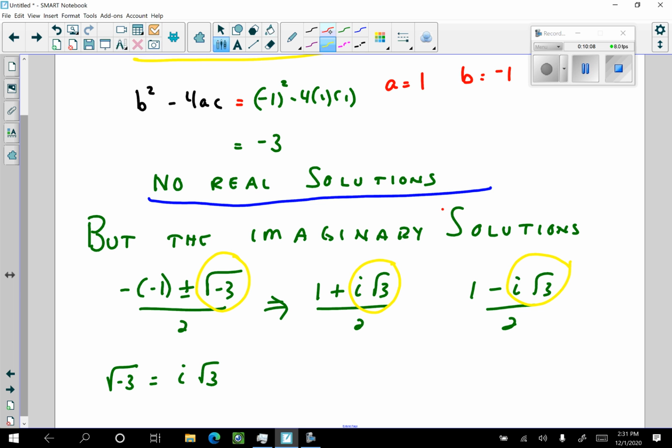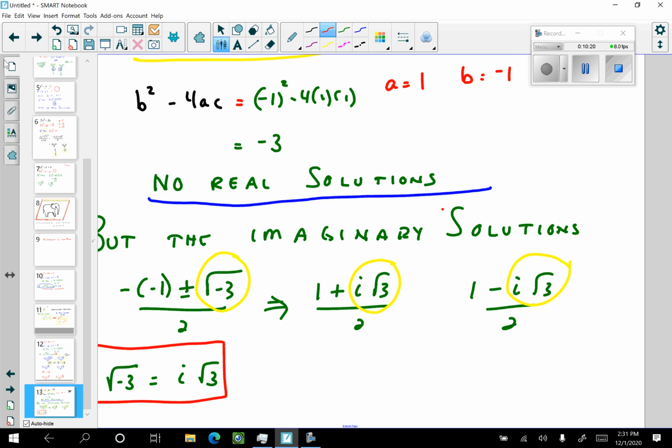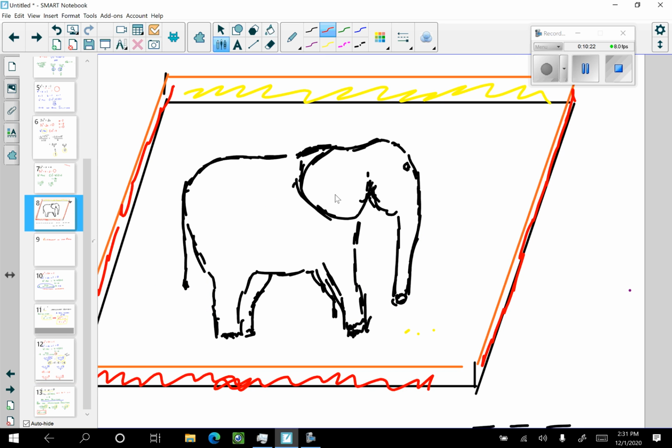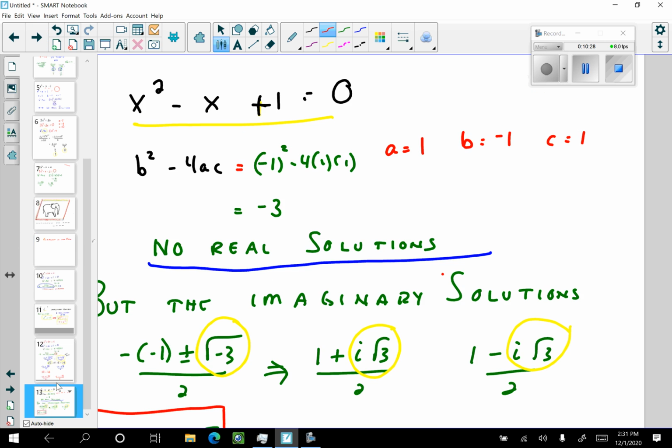Okay, using this fact right here. So not too heavy, but fairly heavy. Heavy enough to, yes, indeed, call this an elephant in the room. All right, so I'll let you copy this one down.